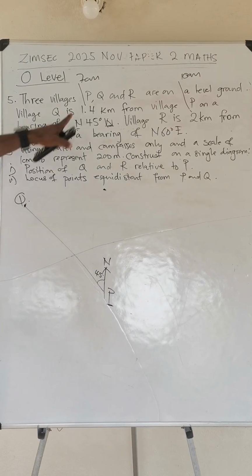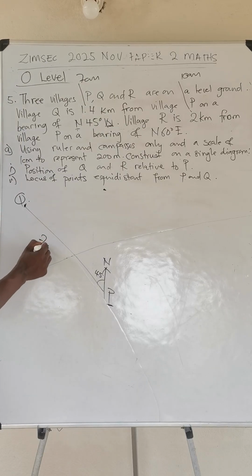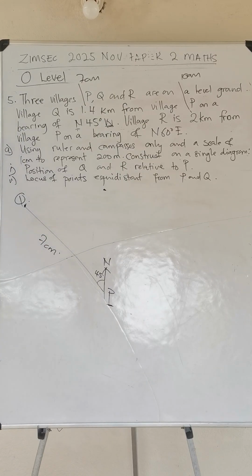Okay, but here is what? It's 1.4, but on paper it means it's 7 centimeters. Okay, very clear. So let's proceed.